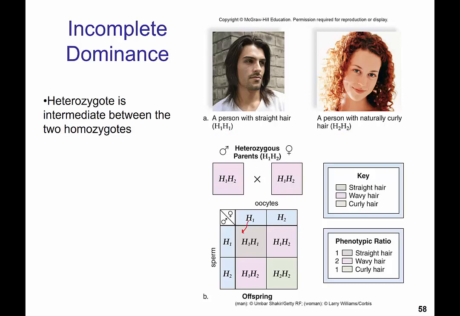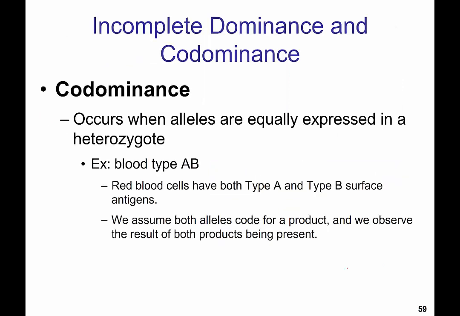So this H1 coming here, that represents a straight-haired person in this first square. Likewise, we get two wavy-haired possibilities in these two squares. Finally, we get the possibility of a curly-haired person in this final square. This is where we get this phenotypic ratio shown here.